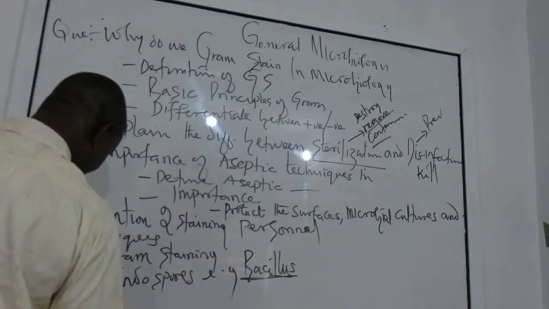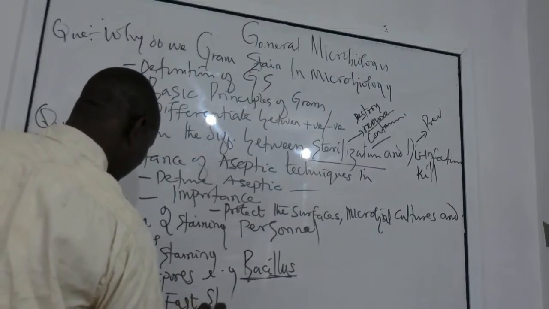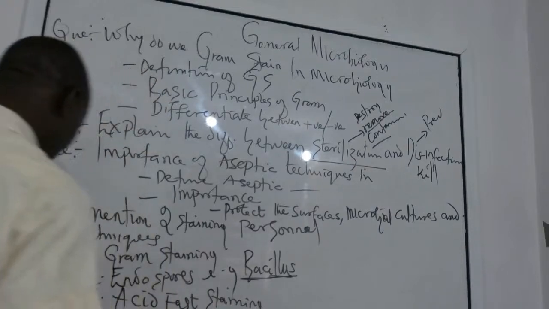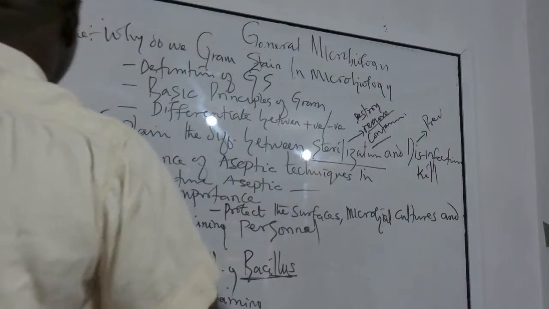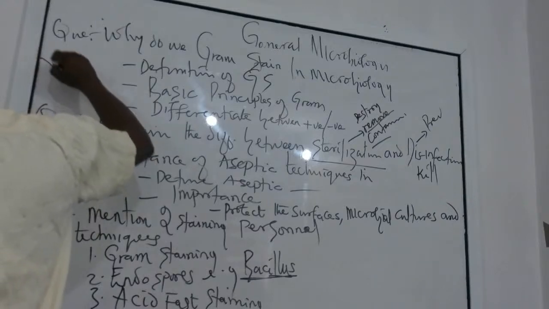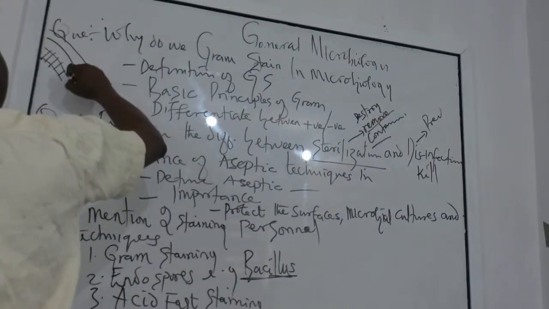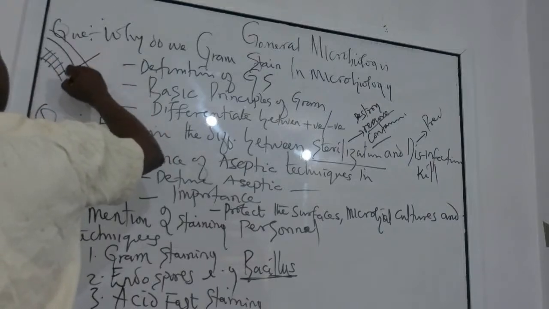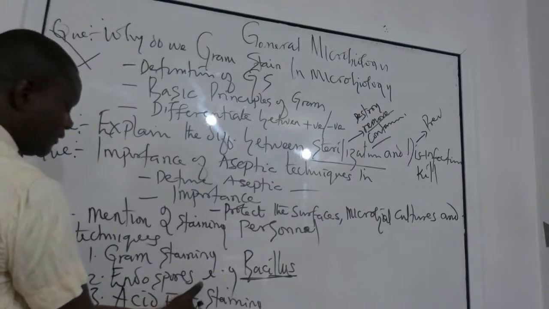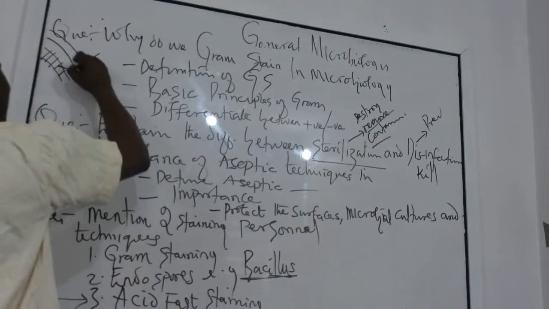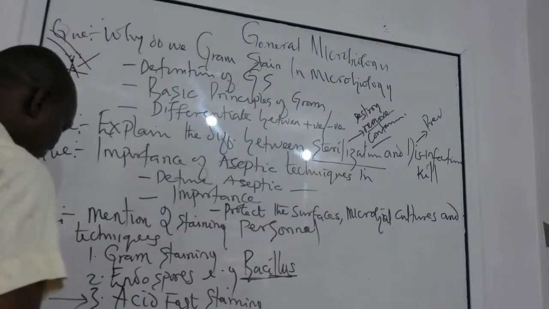Then another one is acid fast stain. That's the one they normally use for Mycobacterium tuberculosis, because apart from having very thick peptidoglycan, they also have other layers that give them additional protection. The basic principle in acid fast is that the first thing is they will use acid to destroy this layer before they apply gram staining techniques.